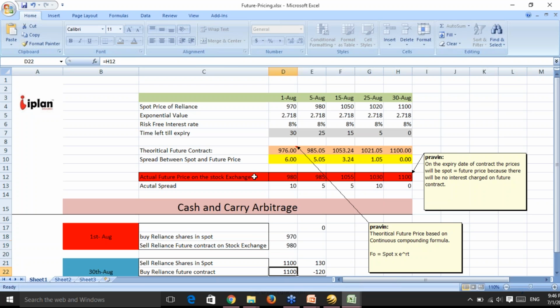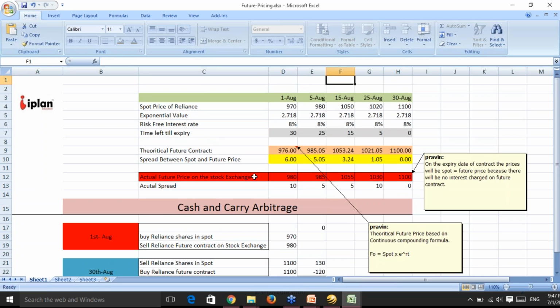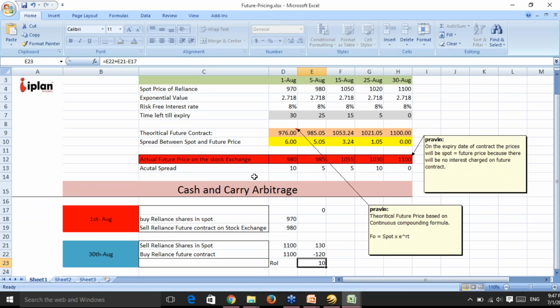I sell the future contract at 980 and buy shares at 970. On 30th August, I see the share price went to 1100. Whatever I bought at 970, I'll sell at 1100. I make a profit of 130. The Reliance future I sold at 980, I'll close by buying that future contract. To close the future contract, you have to buy it on the exchange. First you sold, now you're buying to close the short sell position. It's a short covering. This will give you a loss of 120, because you sold at 980 and the price went to 1100. So 10 becomes your profit, isn't it?